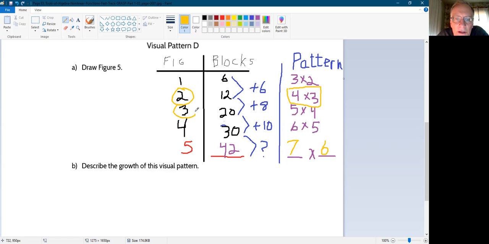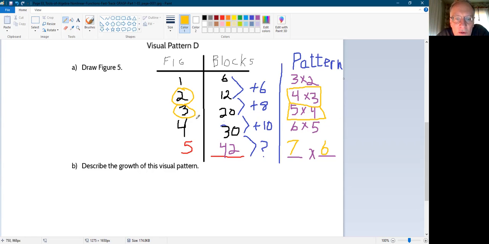So figure 3 has all this stuff in the blocks, and that's good, but let's do the easy way. Let's use the pattern. The pattern is 4 times 5. Notice it's 3 and then 4 times 5. 3, 4, 5. Figure 2 was 2, 3, 4.